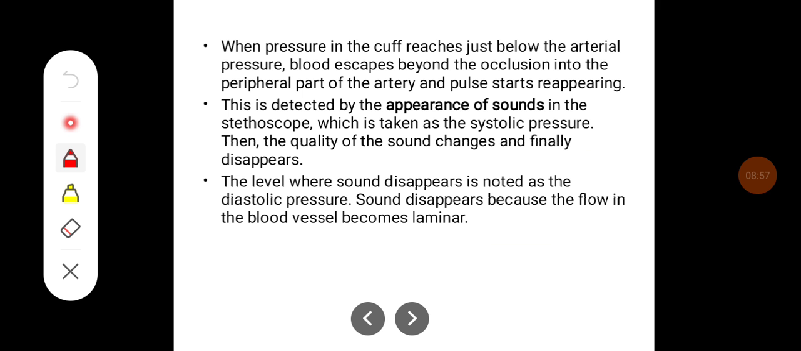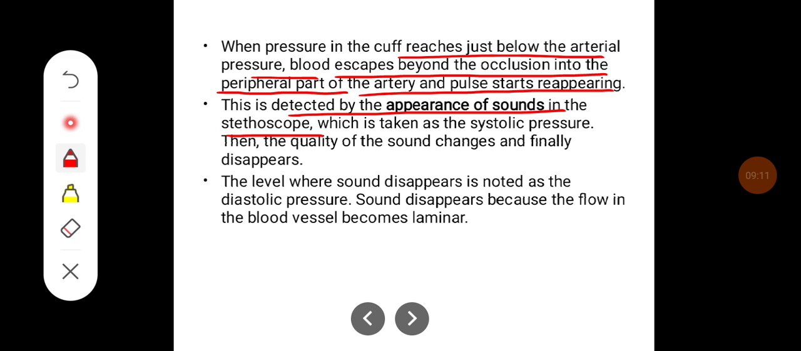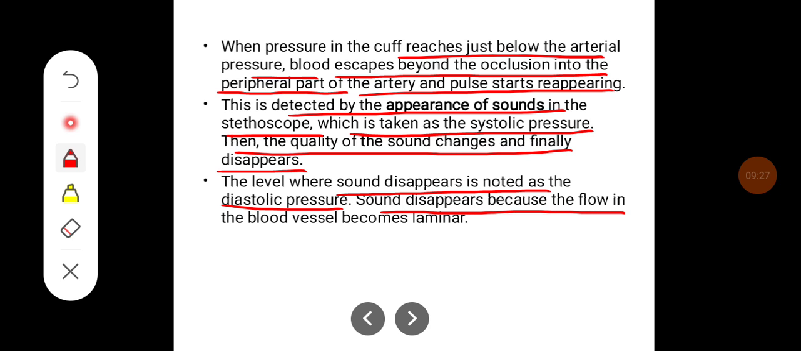When the cuff pressure reaches just below the arterial pressure, the blood escapes beyond the occlusion into the peripheral part of the artery and the pulse starts reappearing. This is detected by the appearance of sound in the stethoscope, which is taken as the systolic blood pressure. Then the quality of the sound changes and finally disappears. The level where sound disappears is noted, and it is the diastolic pressure. Sound disappears because the flow of blood in the vessel becomes laminar.